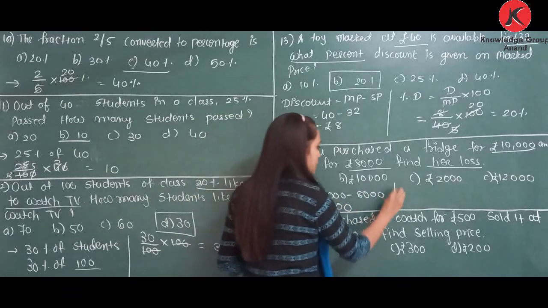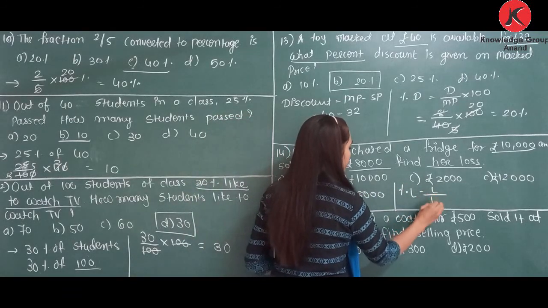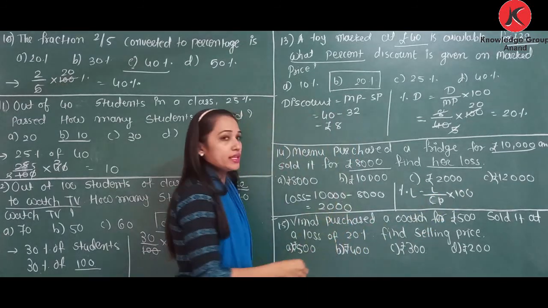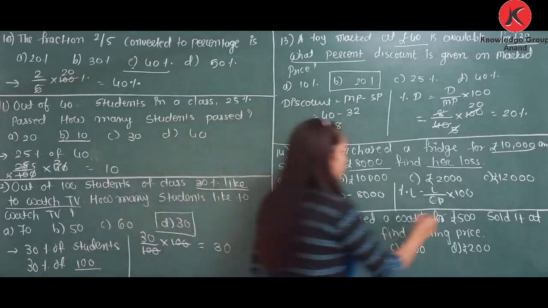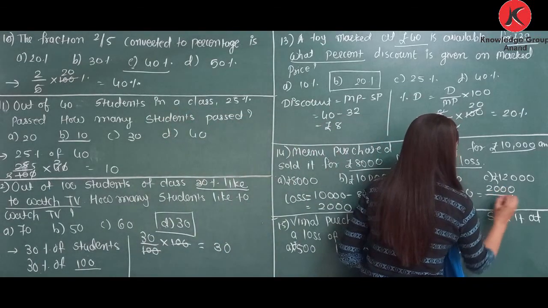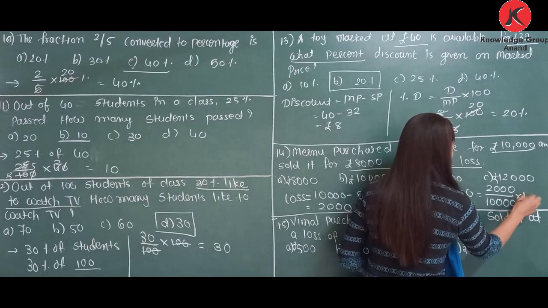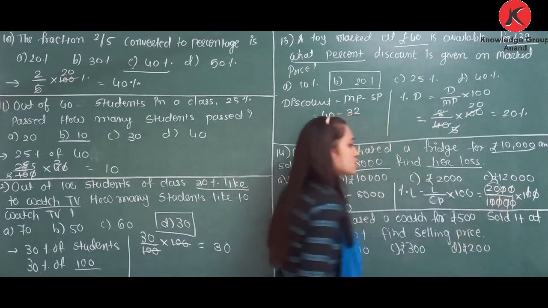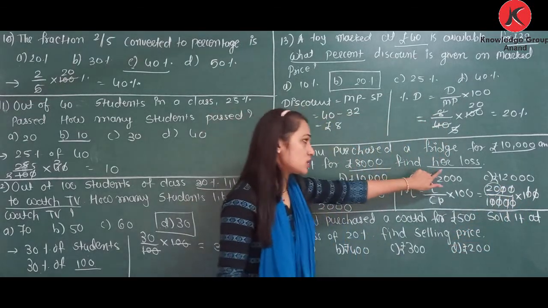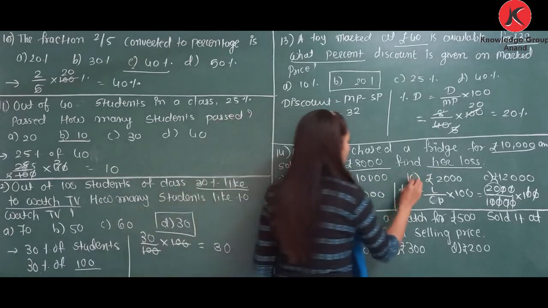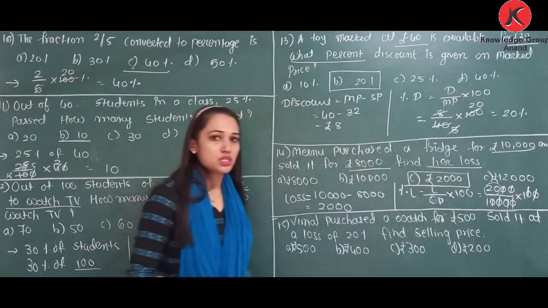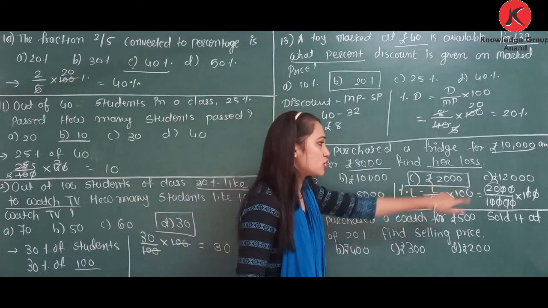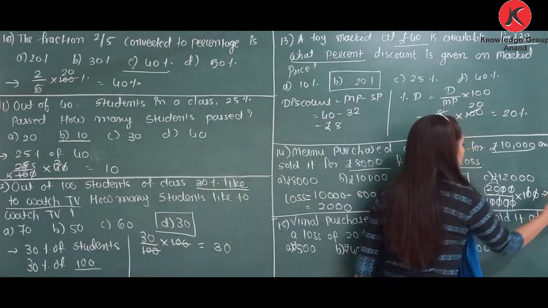If loss percentage is asked, then we need to use this equation. So 2,000 divide 10,000 multiply 100. If you solve that, 20% is the loss percentage. Here in the question only loss is asked, so our answer is option C. If the question is changed, if it asks for loss percentage instead of loss, then you need to use this equation and the loss percentage will be 20%.